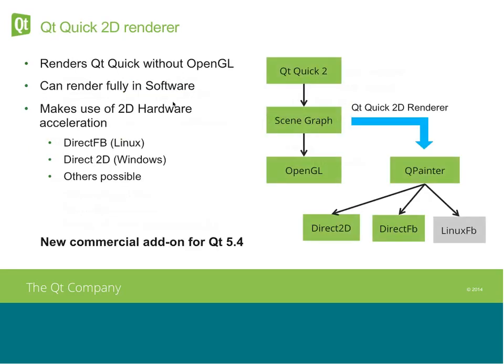We've also added another very cool new feature as an enterprise add-on, which is the Qt Quick 2D Renderer. This one is a new renderer that allows you to use Qt Quick without OpenGL support. It's very interesting on embedded devices that don't have OpenGL hardware acceleration, because we can fully render in software, and we can make use of 2D hardware acceleration through, for example, DirectFB, Direct2D, or others that could be possible.